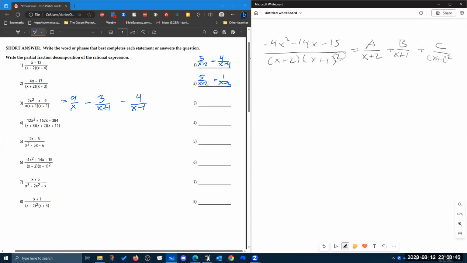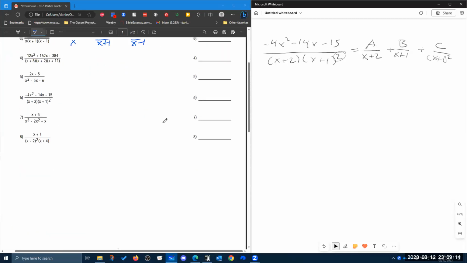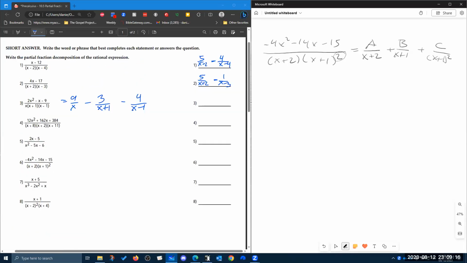So I have to have every power of this from 1 up to this nth power represented with a letter over top of it. And we don't have any examples here of irreducible quadratics. So that's another option, but not here in these examples.